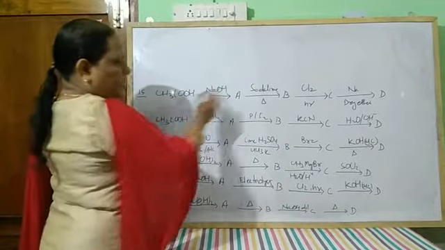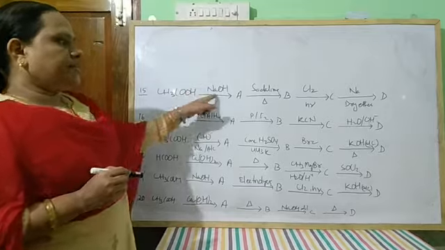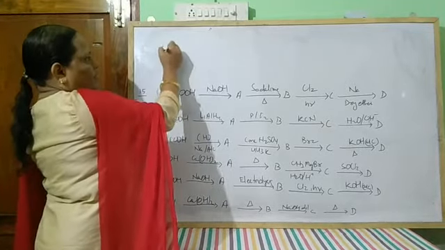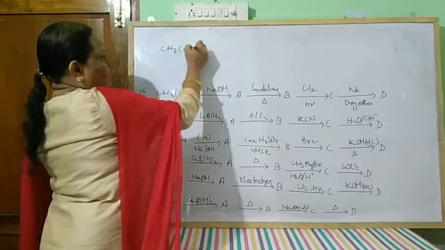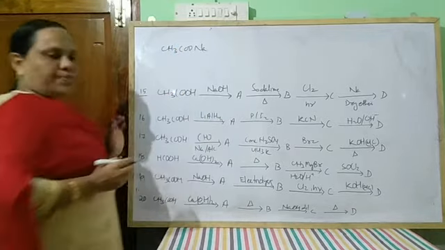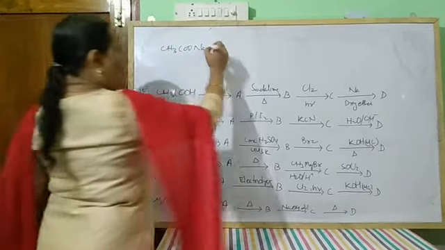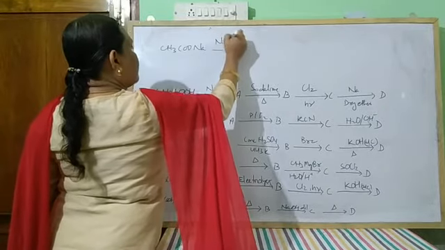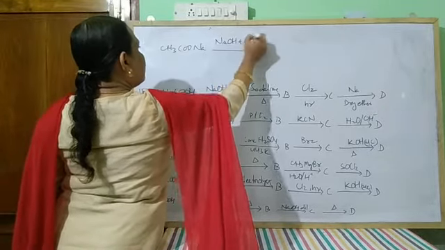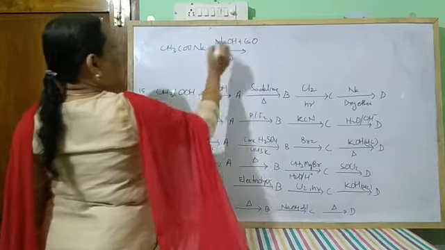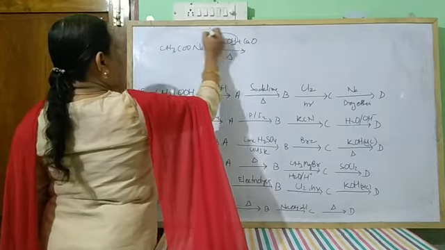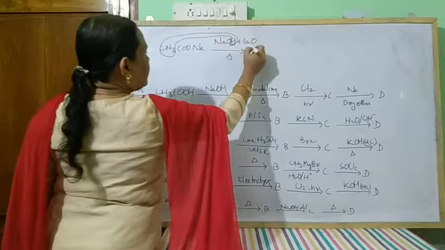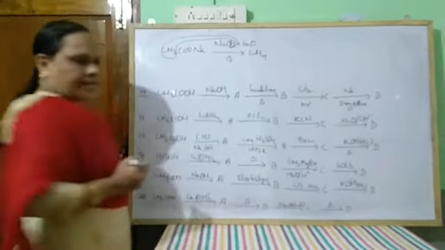Acetic acid and NaOH. Acid and base form salt and water. So minus water, it forms first sodium acetate. When sodium acetate is heated with soda lime, this alkyl group has hydrogen attached to this alkyl group. The main product is methane.